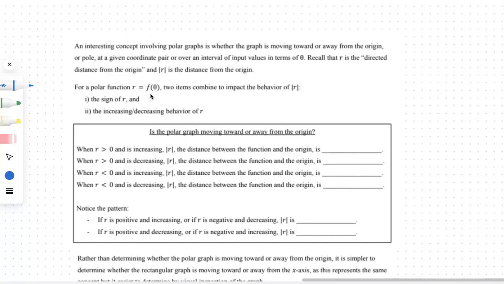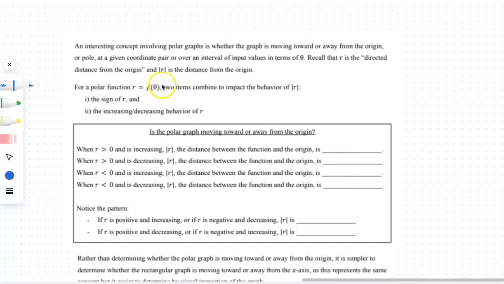So in the last set of notes, we were talking about taking a polar graph and mapping it on the rectangular plane, because when the graph on the polar grid is moving toward the pole, that means the rectangular graph is moving toward the x-axis. Away from the pole meant away from the x-axis.